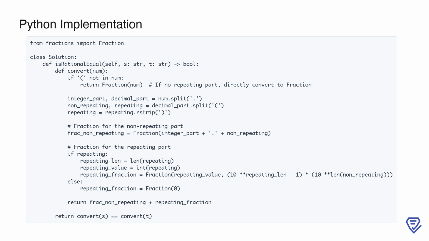The method then combines the fractions of the non-repeating and repeating parts to produce the complete fraction representation of the number. 2. The isRationalEqual method compares the fractions derived from the two input strings s and t using the equals operator, which ensures precise numerical equality. This approach leverages Python's Fraction class for exact arithmetic, avoiding floating point precision issues. It efficiently handles edge cases such as numbers with no repeating parts, numbers with empty repeating parts, and long repeating sequences. The solution is optimal for this problem, ensuring accuracy and clarity in implementation.